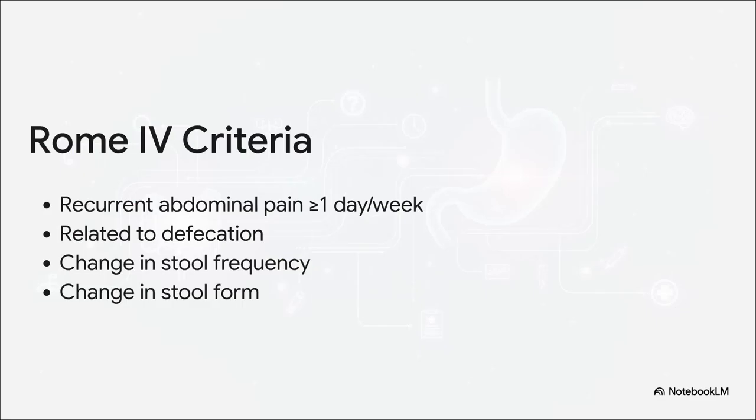To officially clinch that positive IBS diagnosis, we apply the Rome-4 criteria. The patient must have recurrent abdominal pain at least 1 day a week in the last 3 months. And crucially, this pain has to be associated with at least 2 of the following 3 factors. It must be related to defecation, associated with a change in stool frequency, or associated with a change in stool form. If they hit those criteria, your diagnosis is officially confirmed.